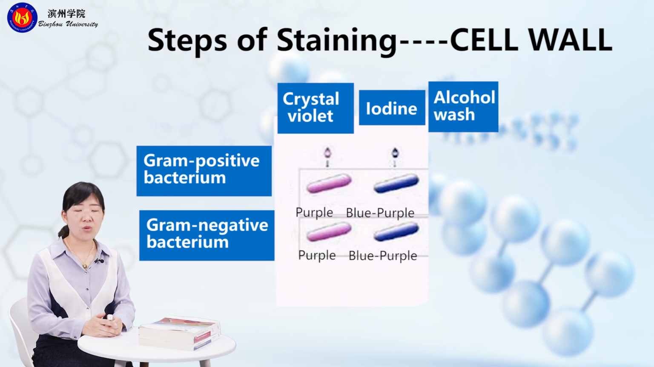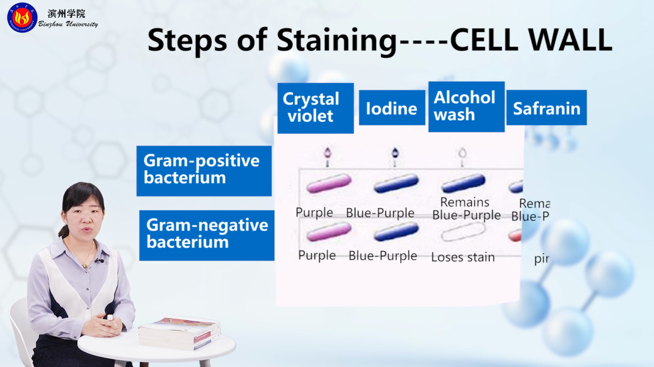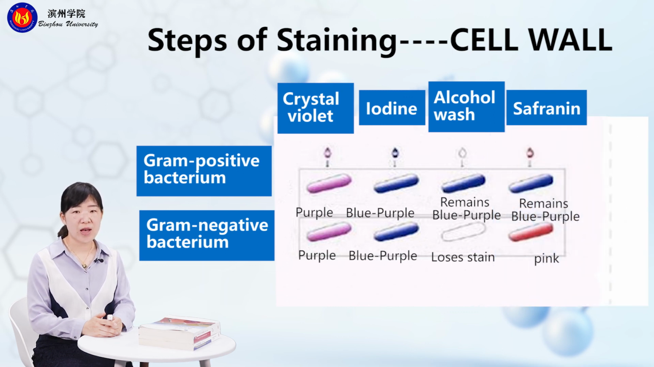Then alcohol wash. After the wash, the Gram-positive bacteria remain blue-purple, but the Gram-negative bacteria lose the stain. In the last step, we use safranin. The Gram-positive bacteria remain blue-purple, but the Gram-negative bacteria become pink.